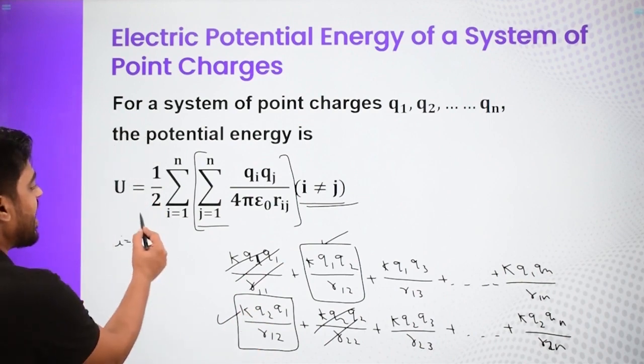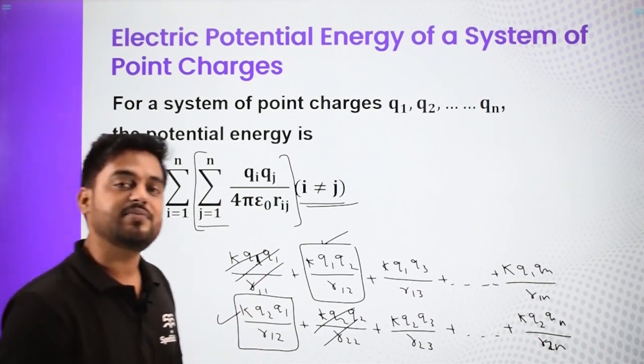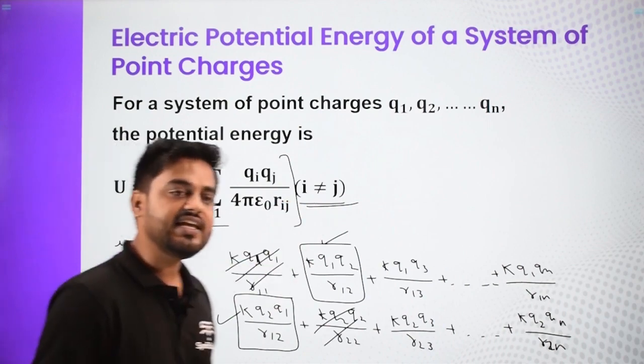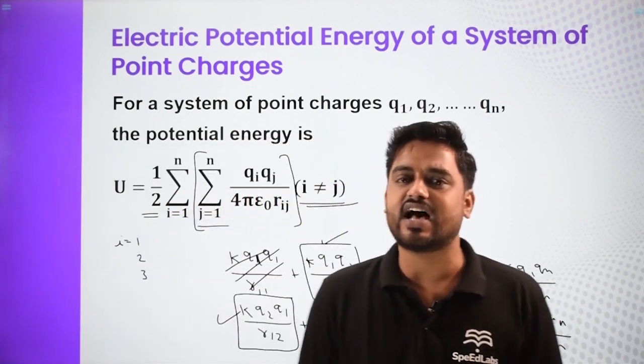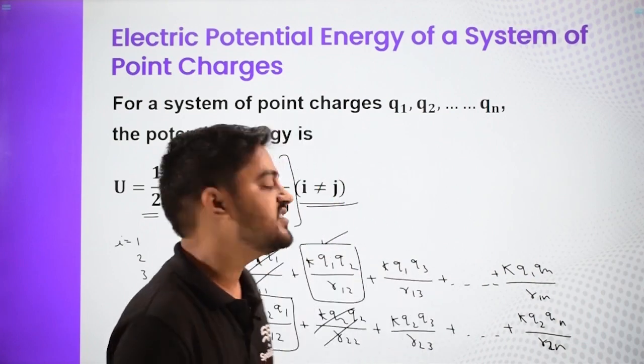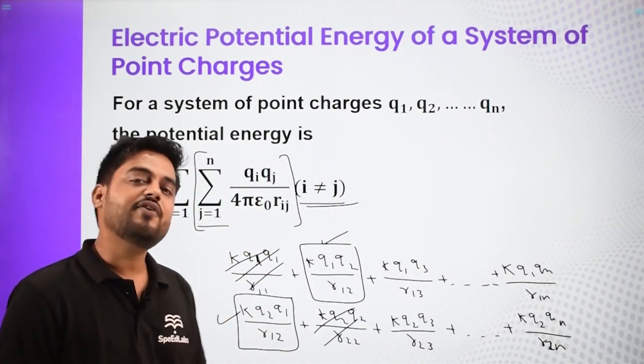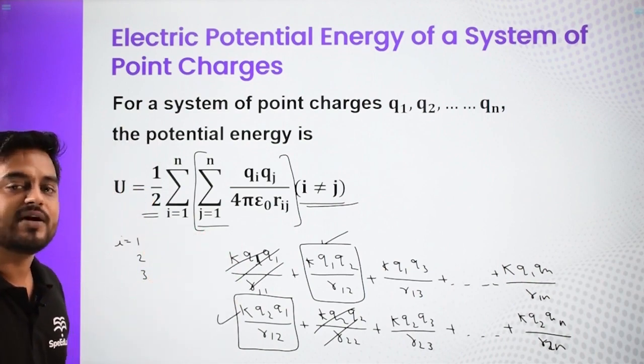That's why there is a half, because all the terms are repeated twice. So this is the formula for n charges. Generally, questions ask for a maximum of 5 or 6 charges, so it is better to remember the pattern, not the formula. If we have to utilize this formula, then you can remember it.